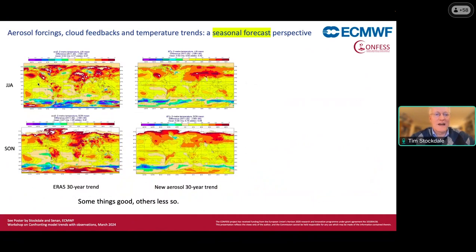When we put it all together and look at the 30-year trends in temperature, we see things like this, at a forecast lead time of a few months. ERA5 is on the left for June, July, August, and the seasonal forecasts are on the right-hand side. You'll see that over Europe, for example, we're underestimating the warming trend over the last 30 years. And we think that is because we've got the cloud feedbacks wrong.